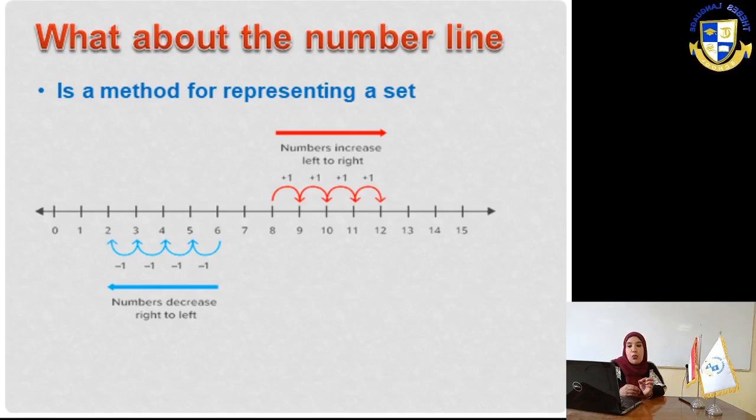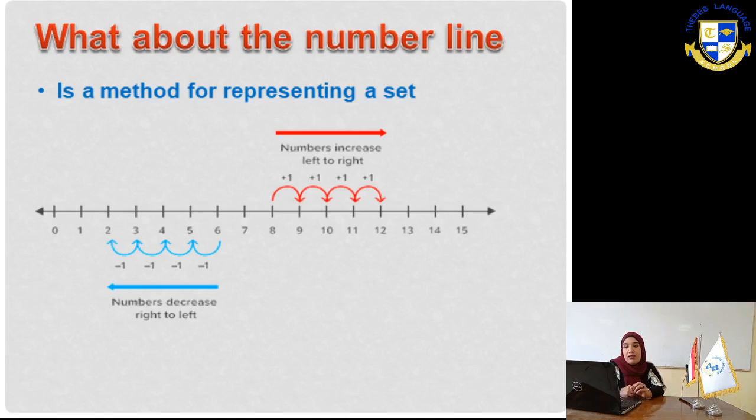So when I make a line and put points inside this line, 0, 1, 2 and so on, the distance between each two numbers will be equal. The distance from 0 to 1 is the same distance from 1 to 2, the same distance from 2 to 3 and so on. On this number line, when you move to the right, the number will increase, and when you move to the left, the number will decrease.